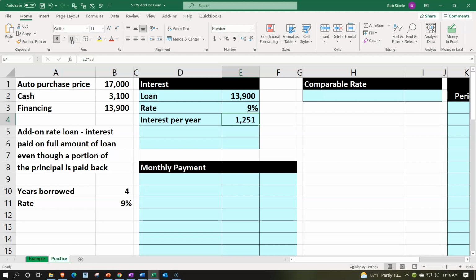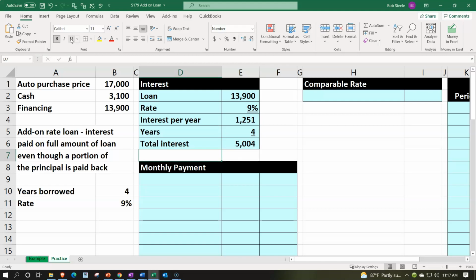Then we're going to say that we have 4 years that we're going to be covering. Years are going to be 4 years, and we'll just say that equals 4. Let's underline this while we're here, font group and underline. That means we're going to have interest for the life of the loan. Let's say total interest. Total interest is going to be equal to the $1,251 times 4.